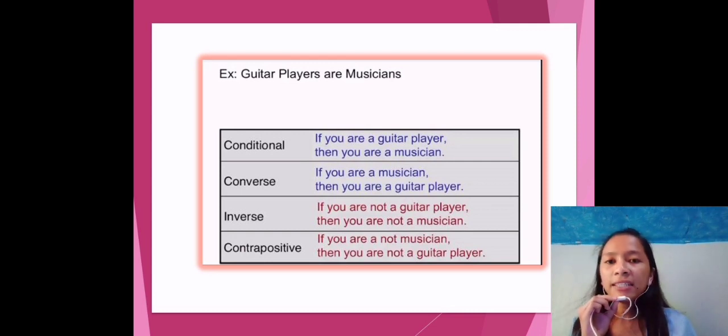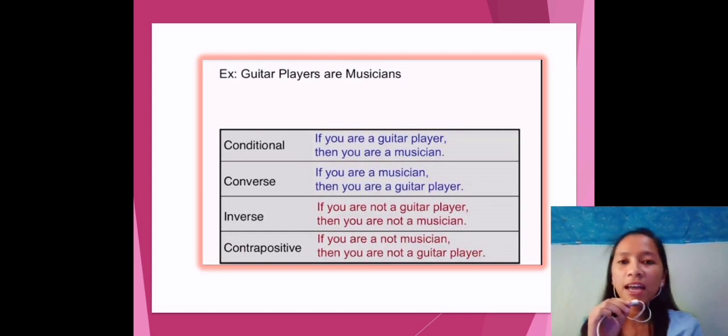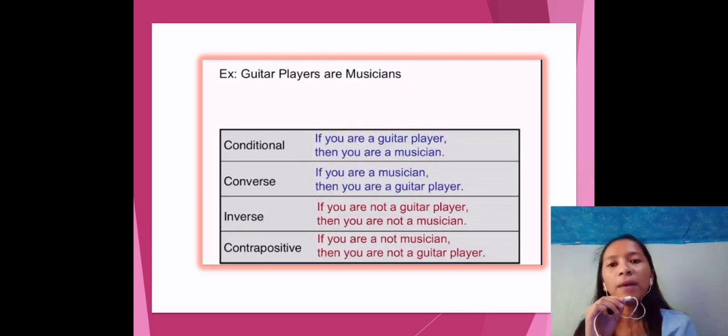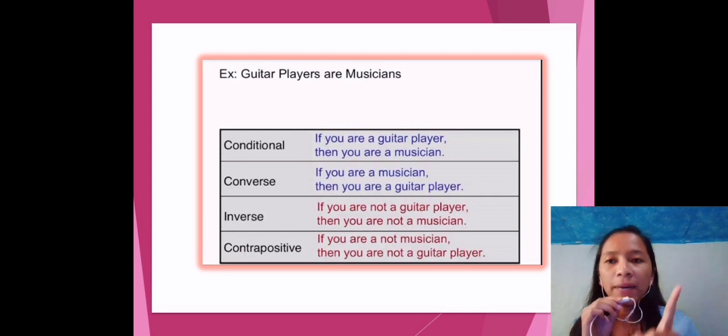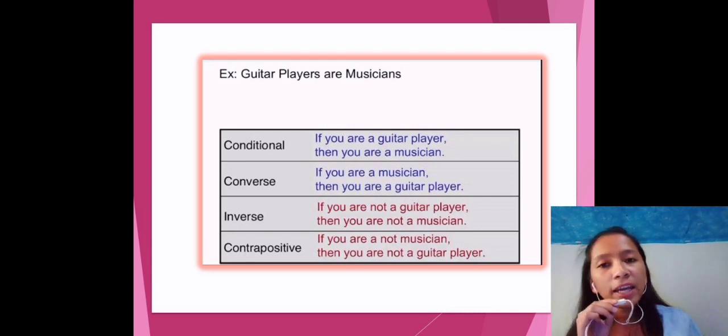Sa contrapositive naman, i-interchange natin siya, but hindi pa yun doon natatapos kasi kailangan pa natin siyang i-negate pareho. Makikita natin yung converse, if you are a musician, then you are a guitar player, which is yun yung una natin gagawin, pagbabaliktarin. And then, in-next natin yung inverse, in-negate natin siya pareho.